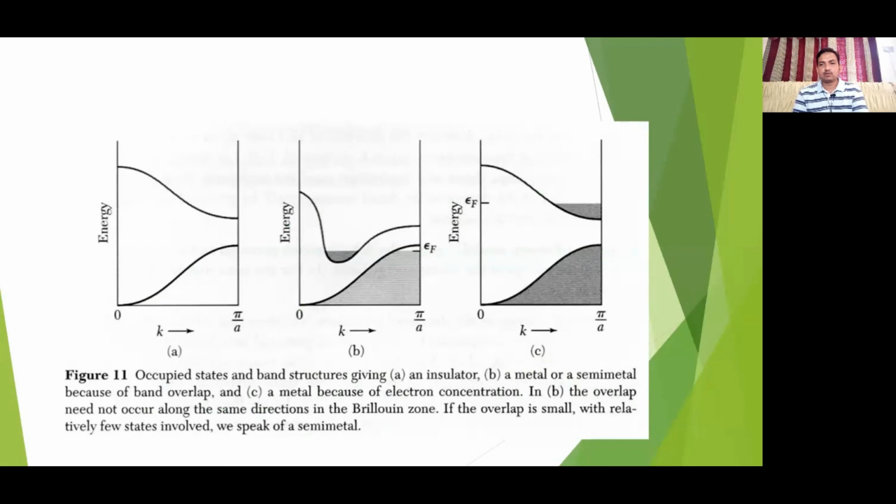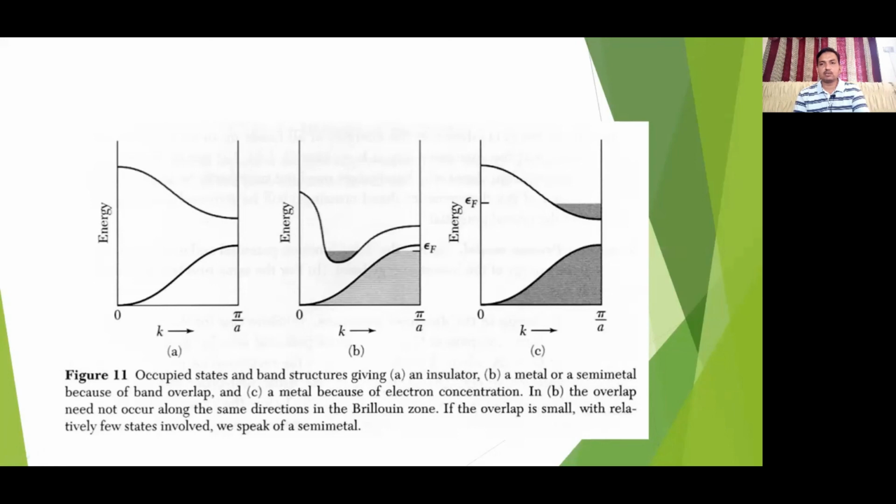So the first diagram is for an insulator. A similar diagram will be for the semiconductor. The only difference will be the gap between these two points over there, between this and this. This is the region which is showing the gap. So if this gap is larger, then this will be an insulator, and if this gap is smaller, then this will be a semiconductor. So if you see the diagram B, this is for a metal or a semi-metal.